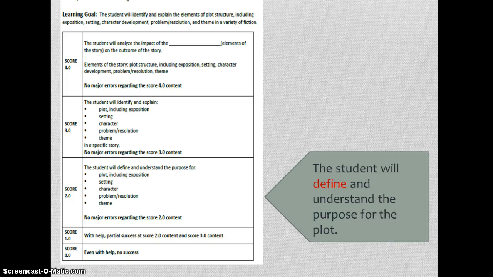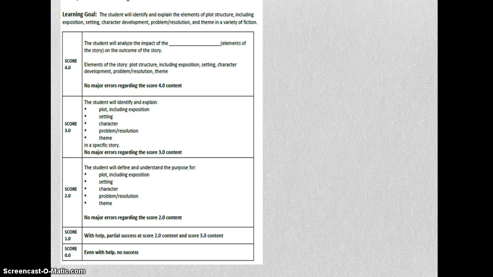A 2, a lesser complex activity, would be that the students would just be able to define and understand the purpose for the plot. So as you can see, it's just a matter of changing the verb in many cases in that learning goal to make it a little more rigorous and a little less challenging.